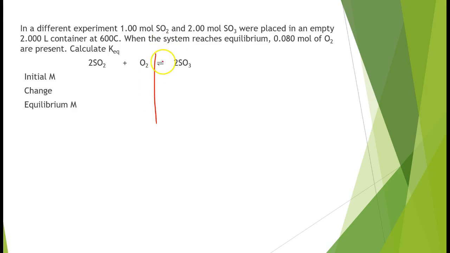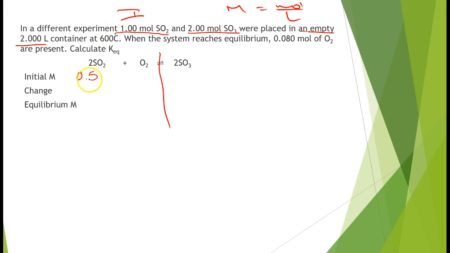Again, I'm going to put my line between the reactants and the products. And I'm going to read carefully, and I see I have 1 mole of SO2 and 2 moles of SO3 in an empty 2-liter container. So this is my initial information. And again, its molarity is moles over liters. So my SO2 is 1 divided by 2, 0.5 molarity. My SO3 is 2 divided by 2, 1 molarity. And then again, temperature, not important.